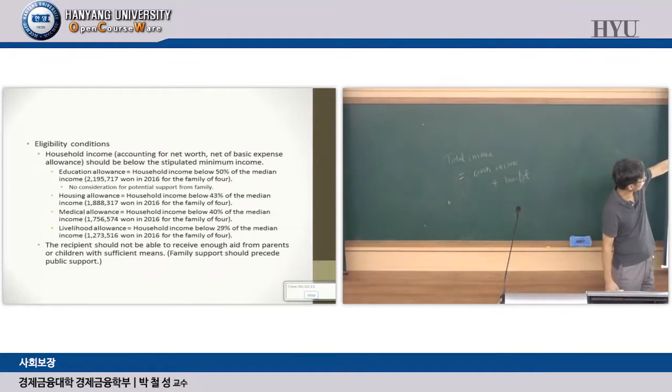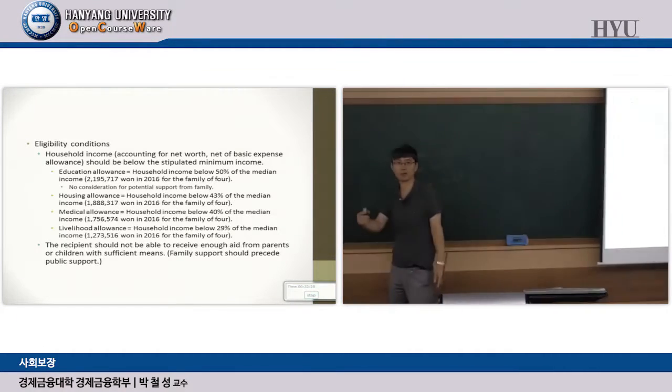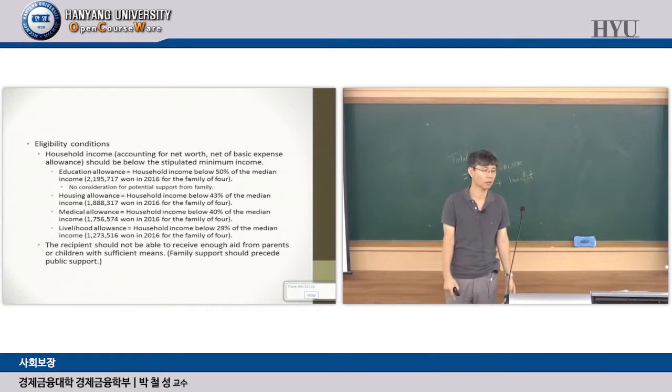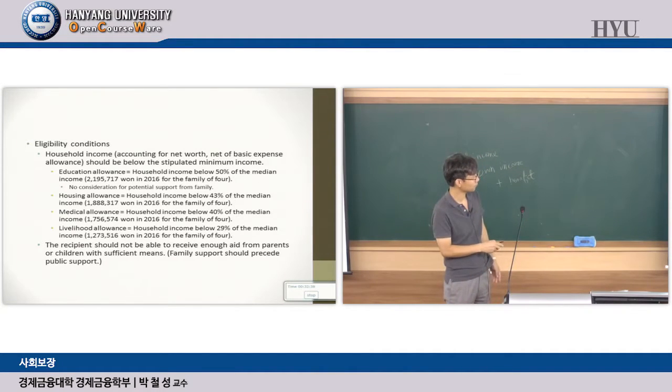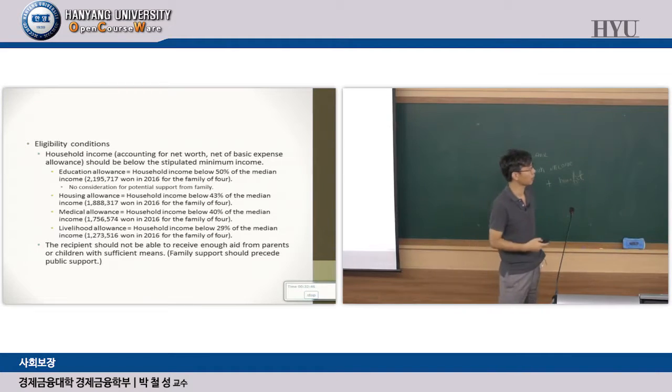As I said, for the education allowance, there is no consideration for potential family support. So this one does not have this rule. Okay? For the education allowance, they look at only their own household income. So if the parents, as I said, are raising a grandchild, even if the children's household is rich, the grandchild can get the education allowance because the household the child is living in is poor.